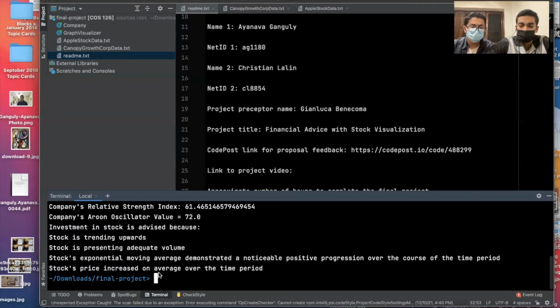And then we have a second Java file called Graph Visualizer, which we can run and which helps visualize the different technical indicators, as well as the stock price.